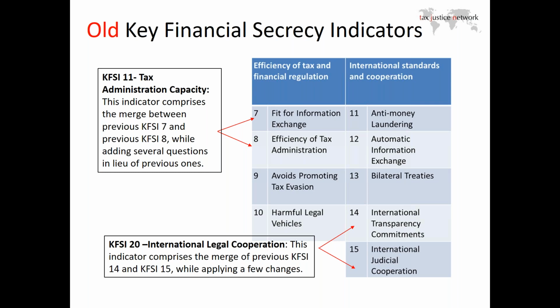The second merger we did is of KFSI 14 on international transparency commitments, and the previous KFSI 15 on international judicial cooperation. It is now merged into KFSI 20 on international legal cooperation. This indicator measures the extent to which a jurisdiction has entered into international transparency commitments and the degree to which a jurisdiction engages in international judicial cooperation on money laundering and other criminal matters.